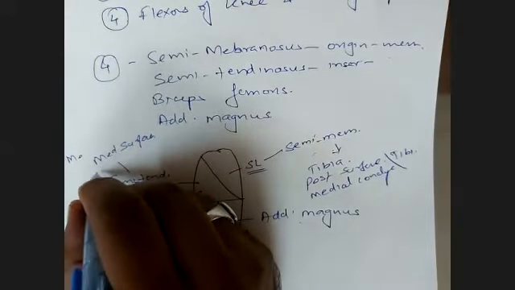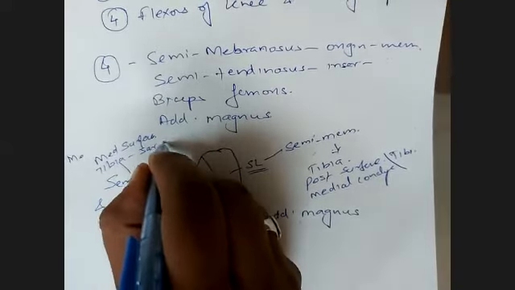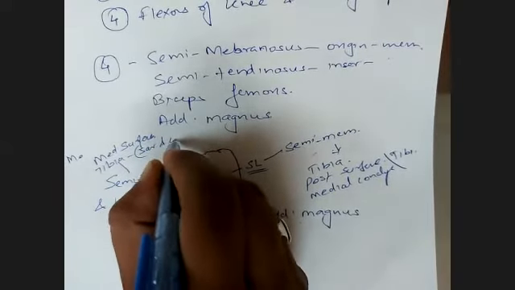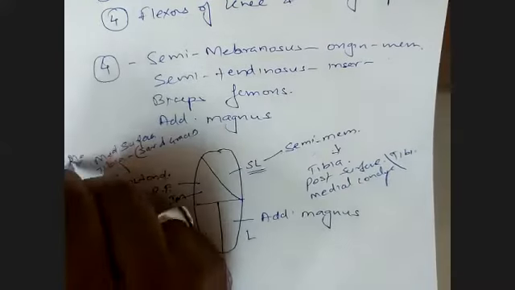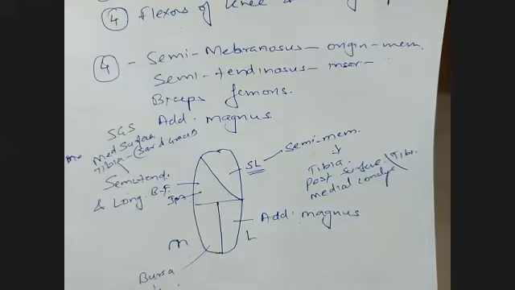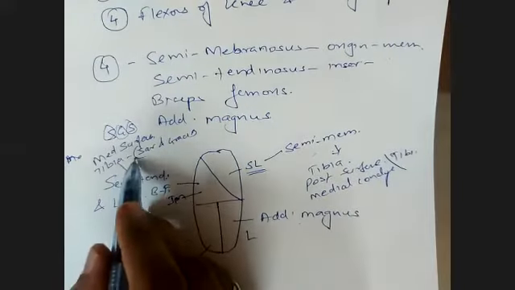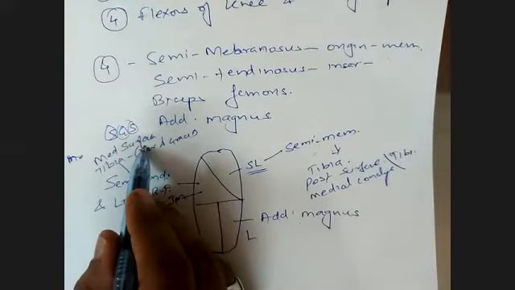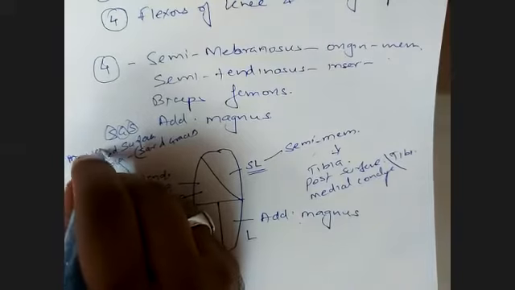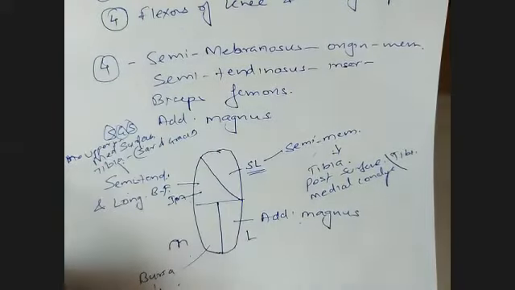of the tibia, behind the sartorius and gracilis, along with sartorius and gracilis. We remember it by a mnemonic called SGS: sartorius, gracilis, semitendinosus. They together get inserted on the upper part of the medial surface of the tibia.